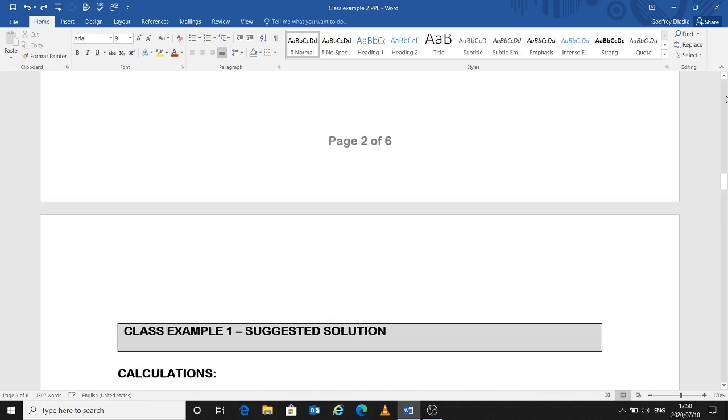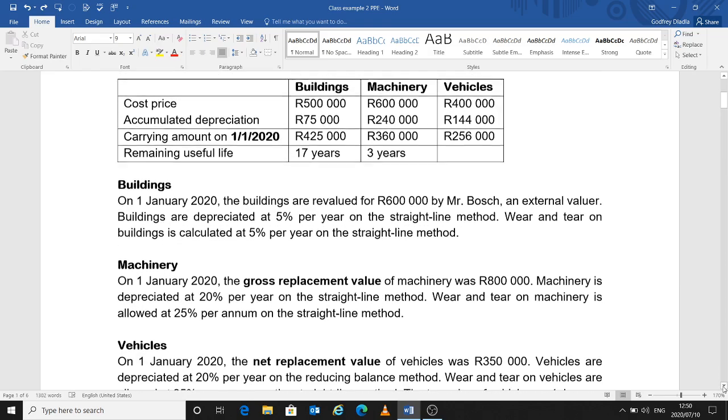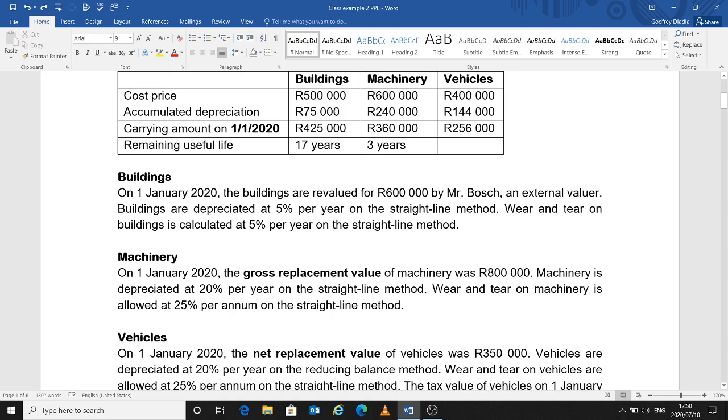Now, if you look at the machinery, I've changed the gross replacement to 800,000 in this case so that you can see how you go about doing it. Now, the first thing you do is, remember, the 800,000 must be compared to the 600. It's gross. And then, since the 600,000 has been depreciated for 2 years already, it's left with 3 years.